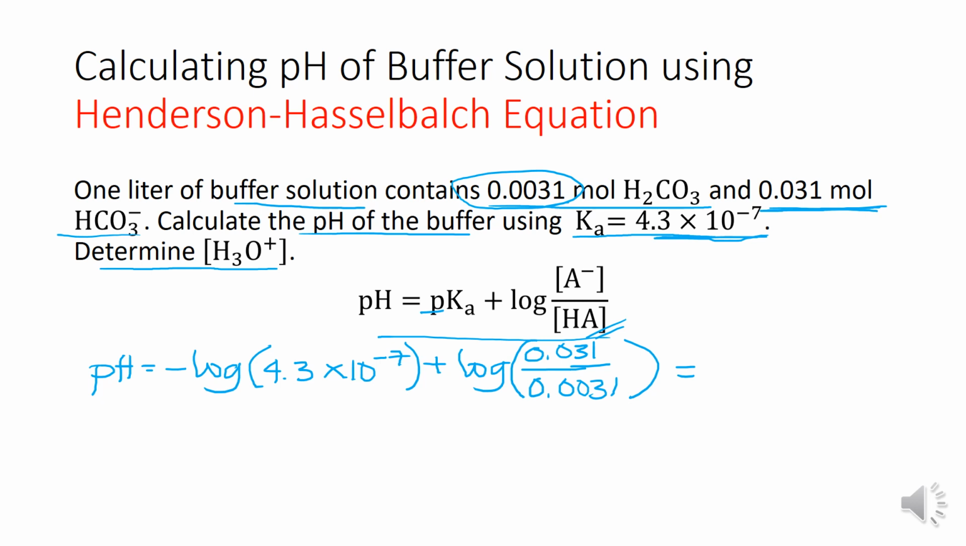So let's calculate the value of this expression. You have negative log to the base 10 of 4.3 exponent negative 7 plus log to the base 10 of 0.031 divided by 0.0031.